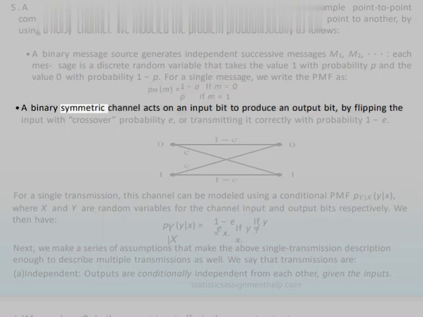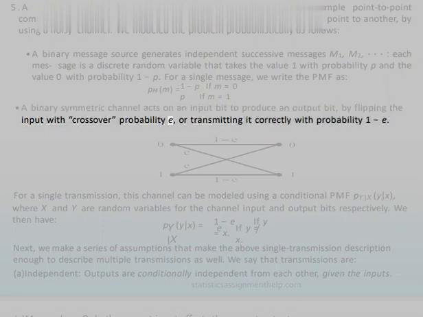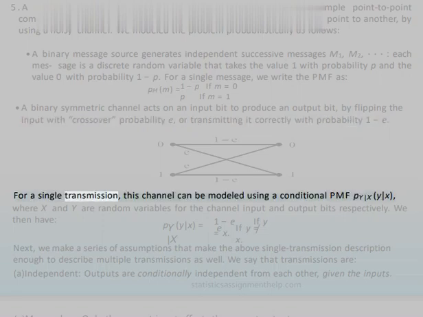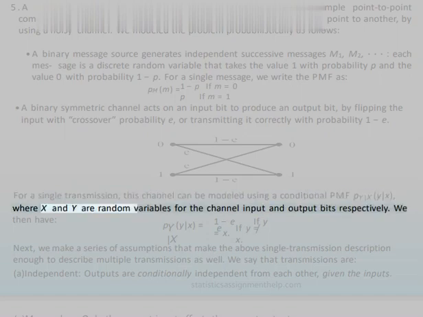A binary symmetric channel acts on an input bit to produce an output bit by flipping the input with crossover probability e, or transmitting it correctly with probability 1 minus e. For a single transmission, this channel can be modeled using a conditional PMF p_{Y|X}(y|x), where X and Y are random variables for the channel input and output bits respectively.